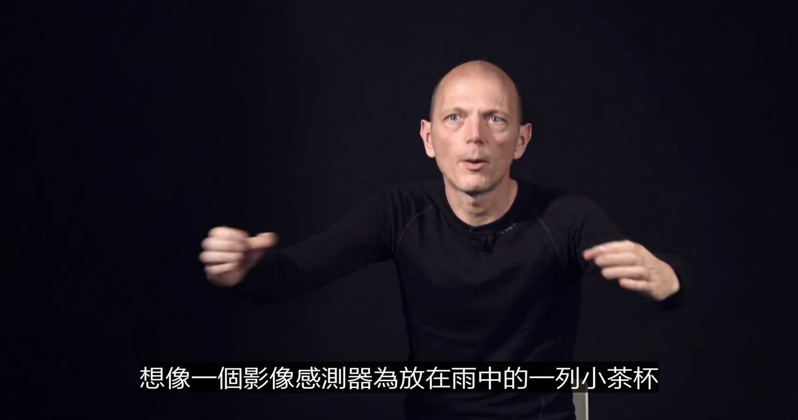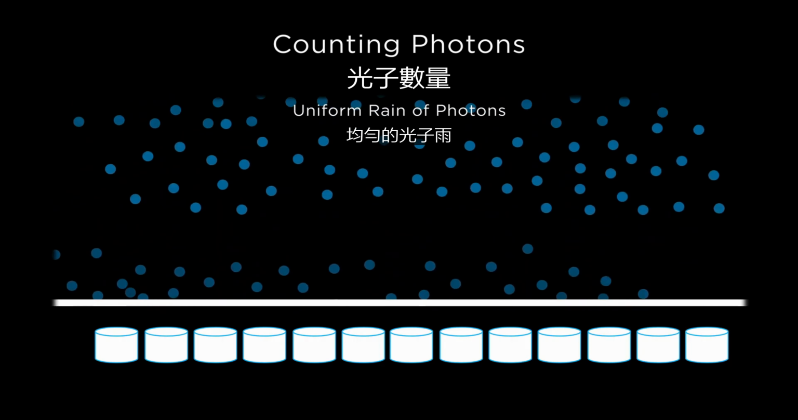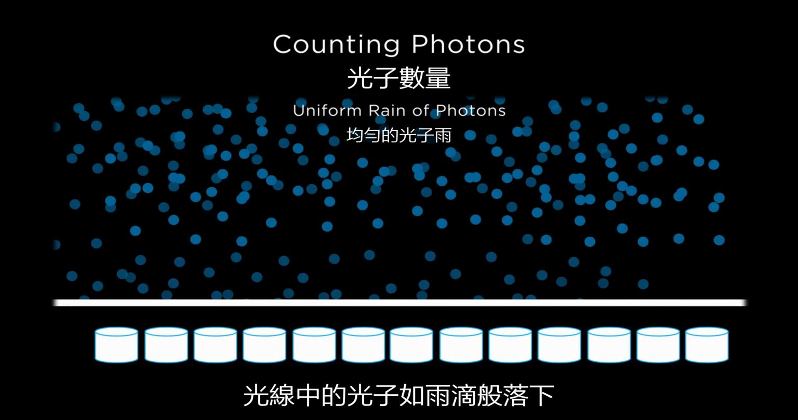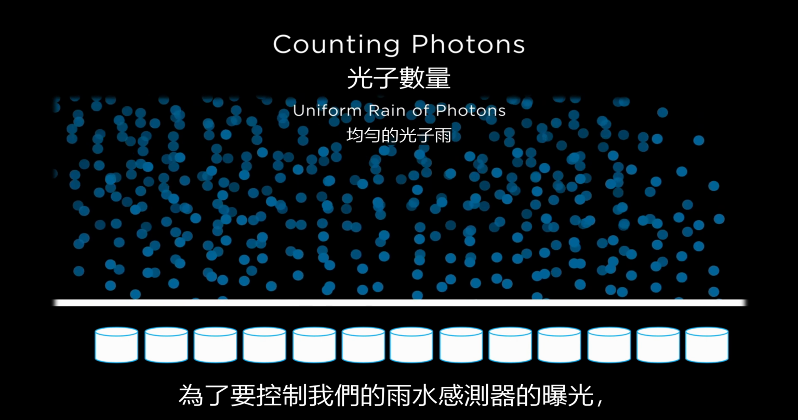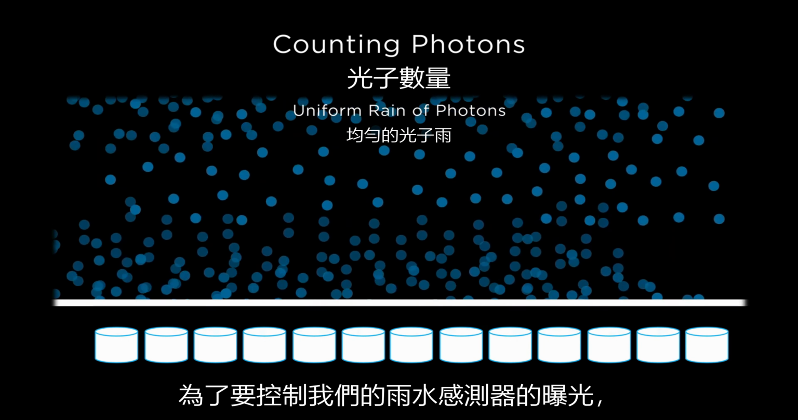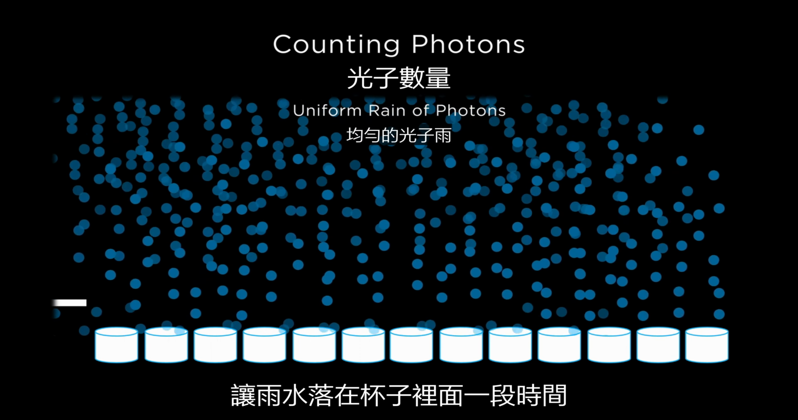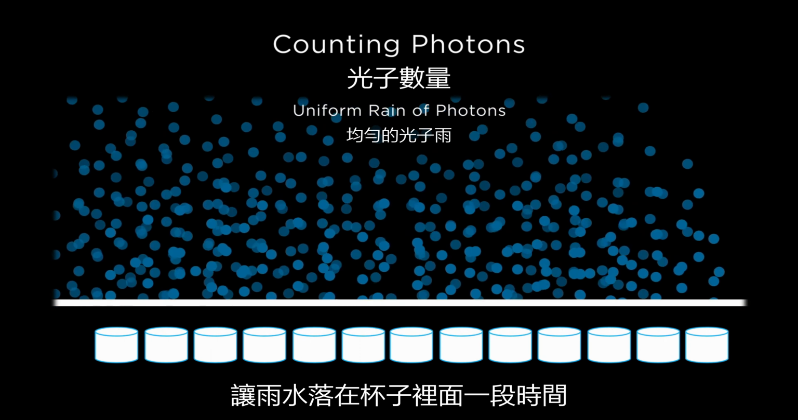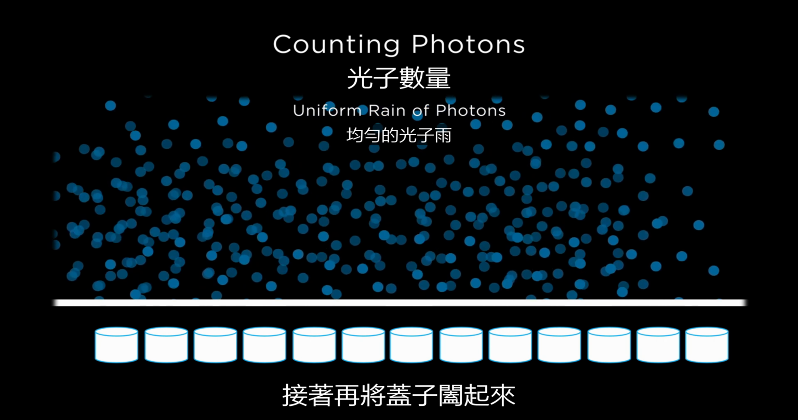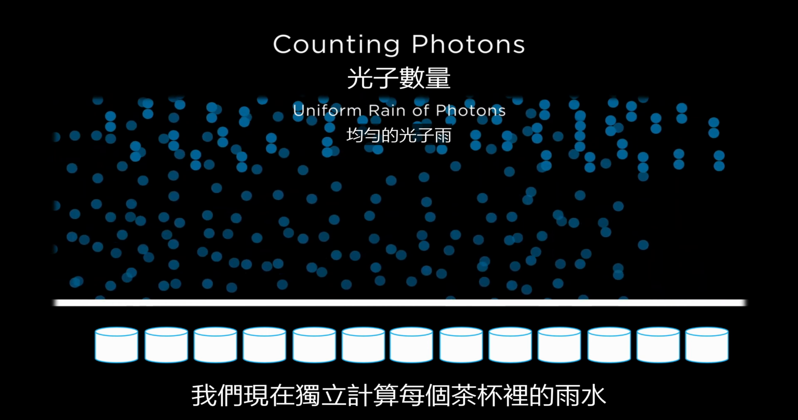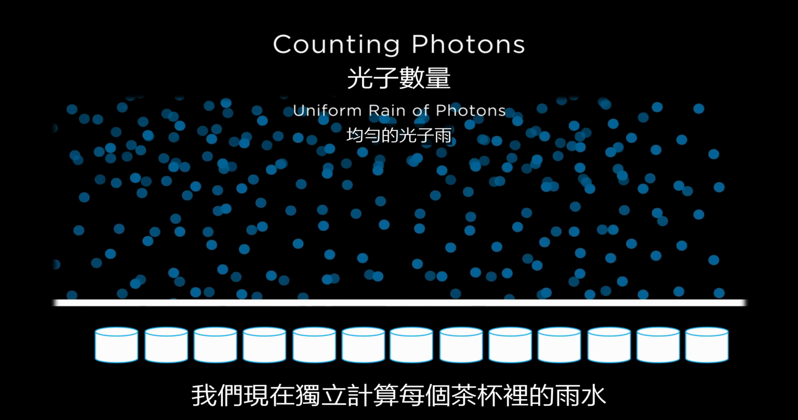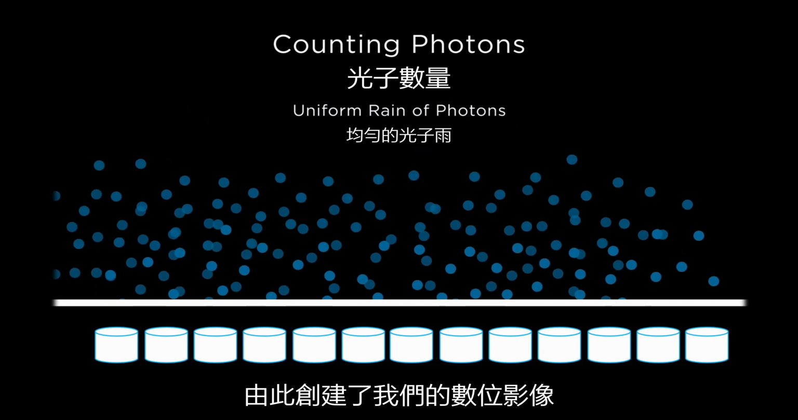Imagine an image sensor as an array of small teacups placed outside in the rain, and the raindrops as the photons of the light. To control the exposure of our rain sensor, we remove a lid from all the teacups, then let the rain fall into the cups for a set amount of time, and then close the lid again. We now count the number of raindrops in each individual teacup, thus creating our digital image.